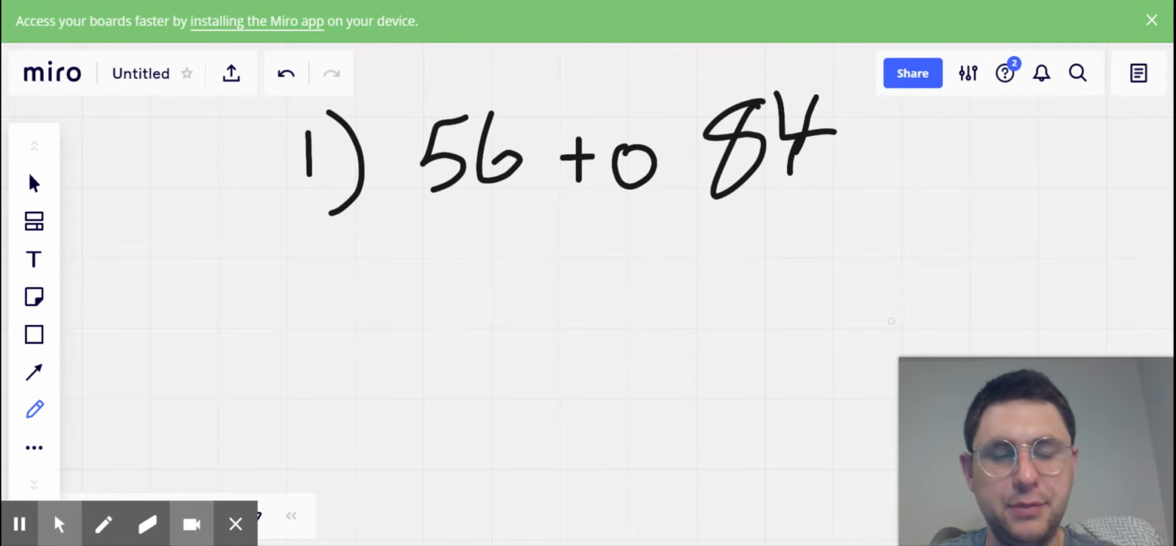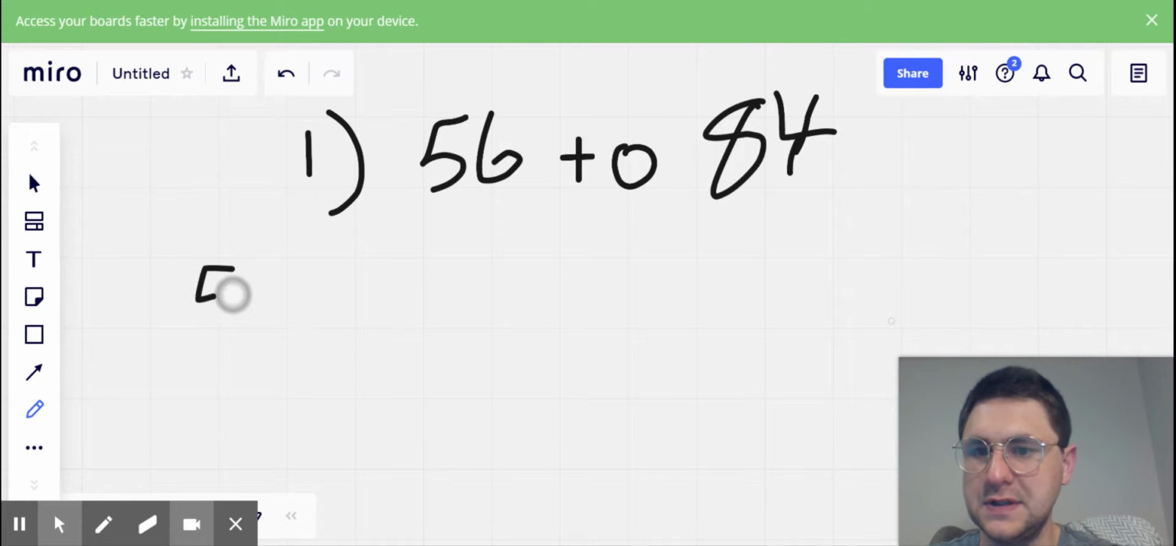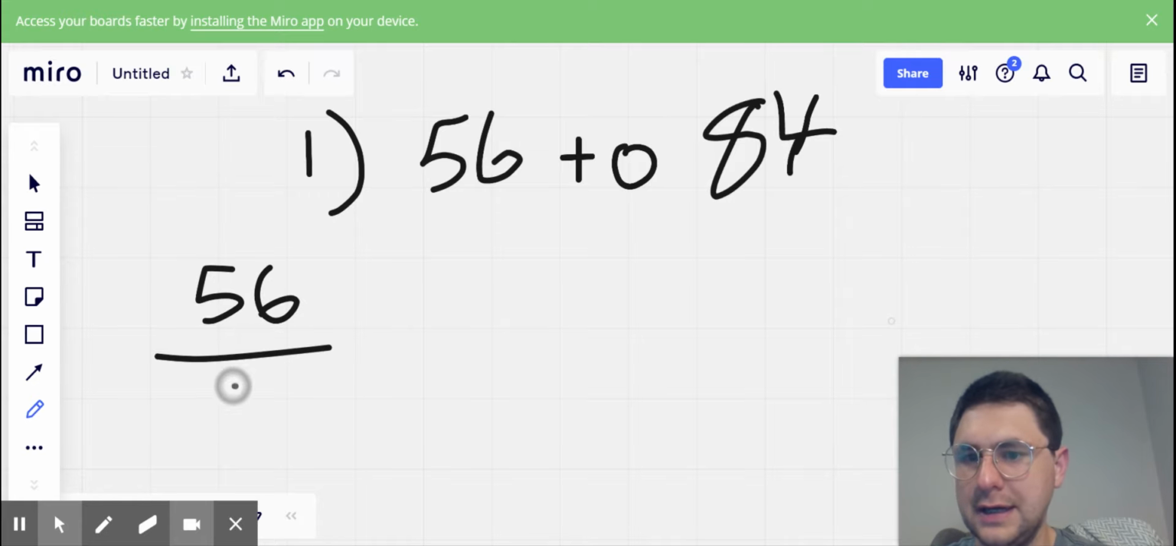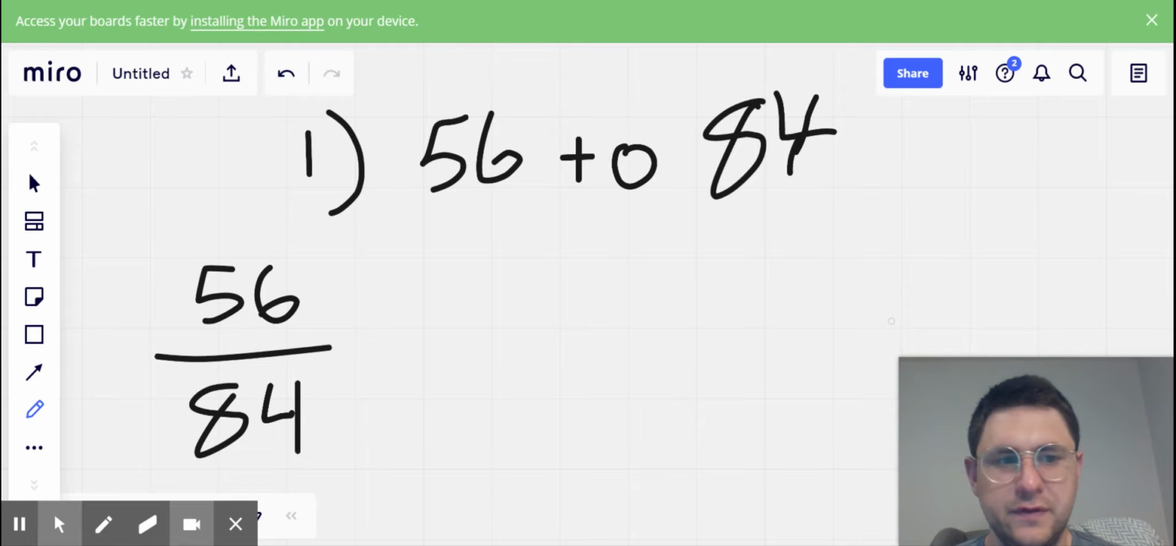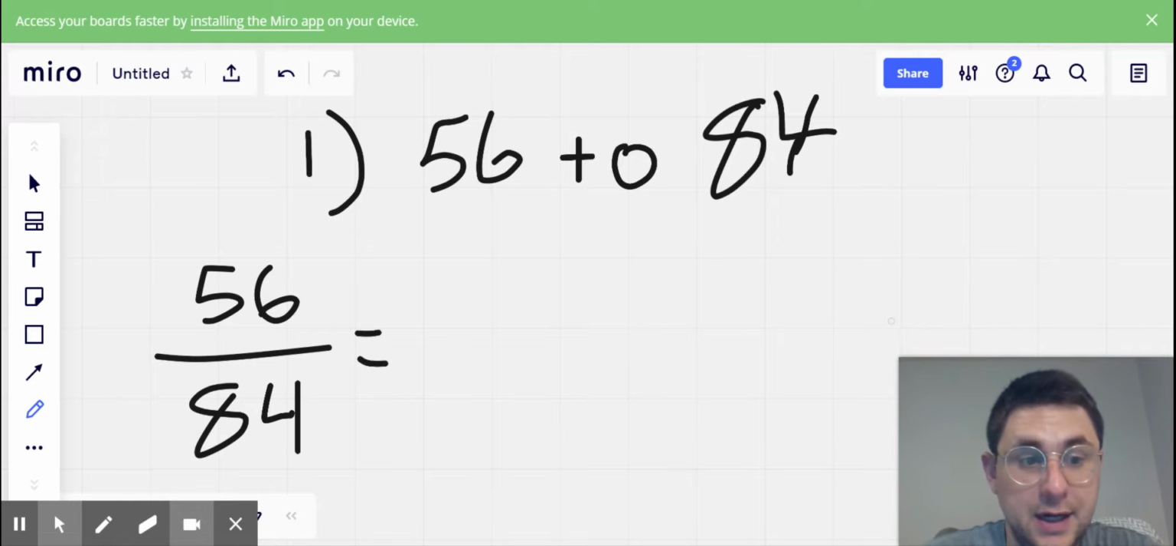So we're going to start by going ahead and putting this in fraction form, and then we'll deal with reducing it later. Okay, so 56 over 84. You could do it the other way if you wanted to, as 84 over 56, but it's a fraction, so I just like putting the smaller one on top. It's still a ratio either way. Then I'm going to reduce it.